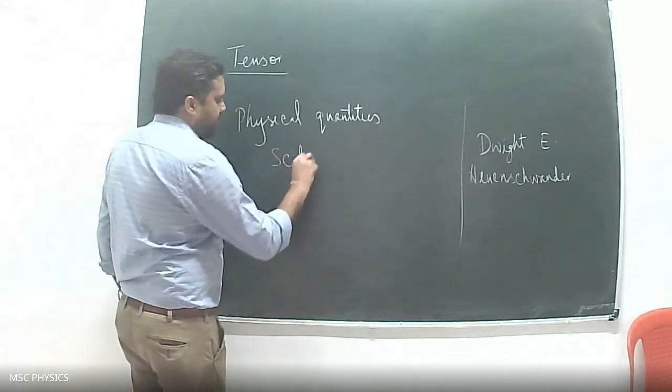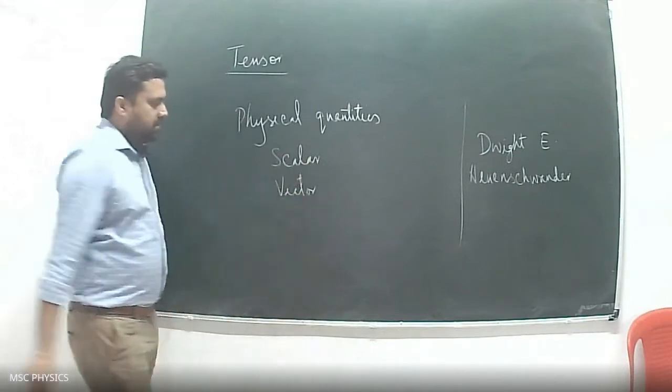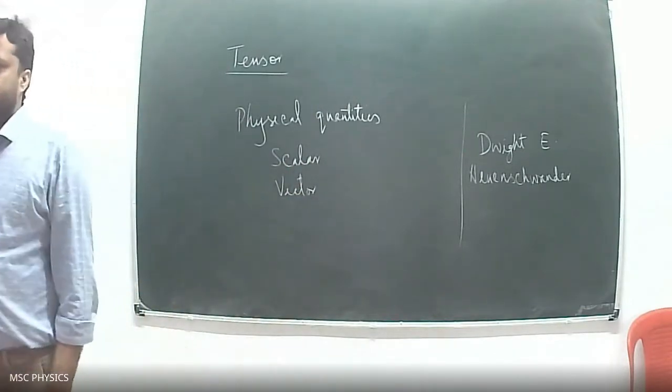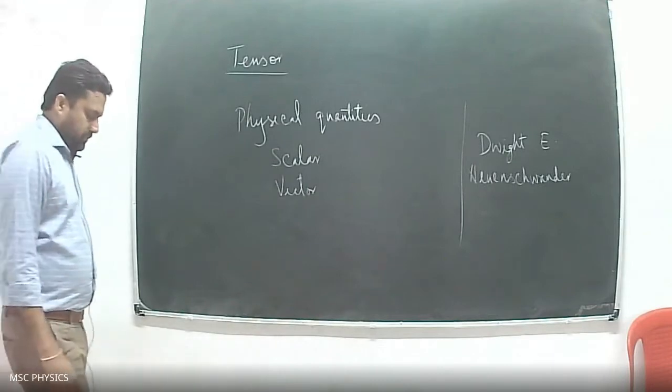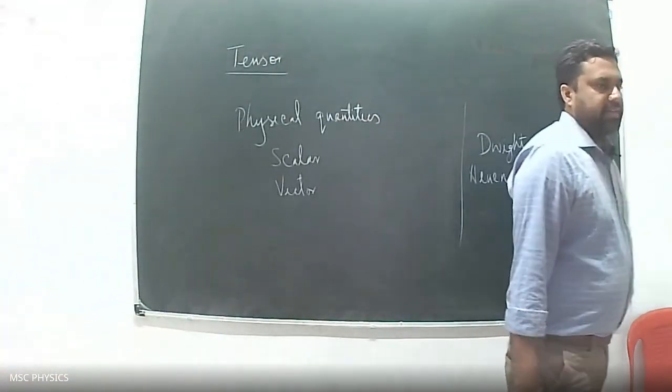scalar and vector. So the only difference between a scalar and a vector is, what is the difference? Direction. The direction. Direction, right?